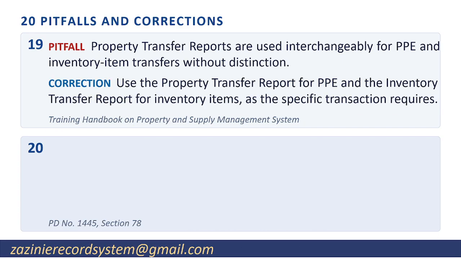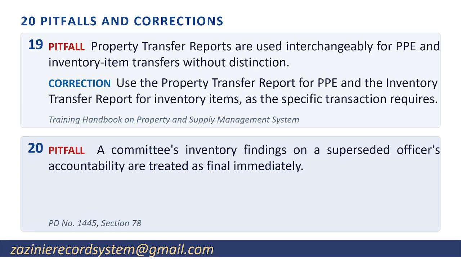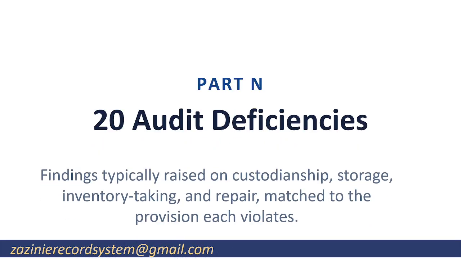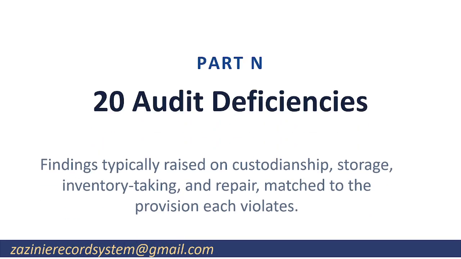Number 20. Pitfall. A committee's inventory findings on a superseded officer's accountability are treated as final immediately. Correction. Treat the committee's findings as provisional until approved by the Commission or its duly authorized representative. Next slide. Part N. 20 audit deficiencies.